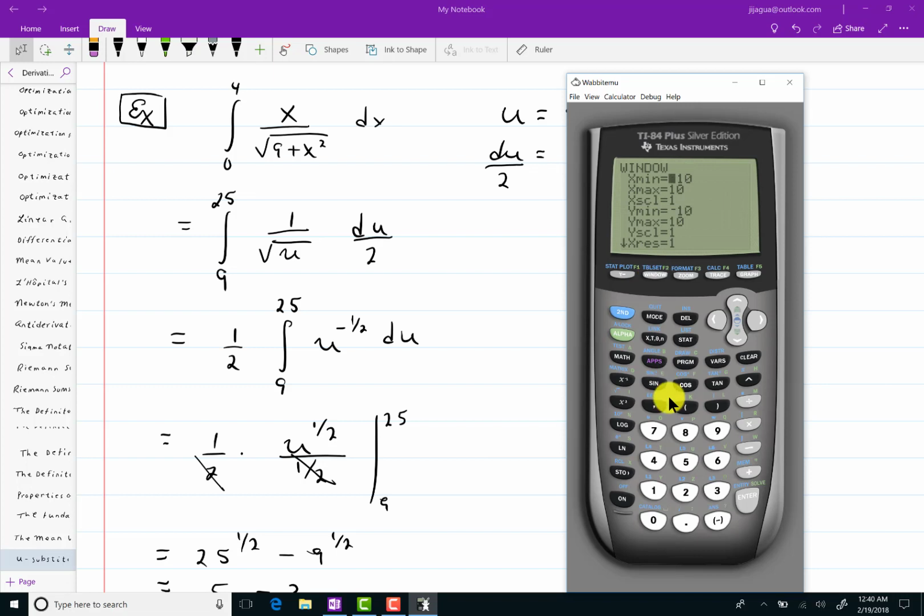Let me make the window, the x min will be -1. I'll go from -1 to 5, so I have a little bit of buffer. And for the y, I'll go from -1. I don't think it went very high. Let's try 1 to 1 and see what happens.